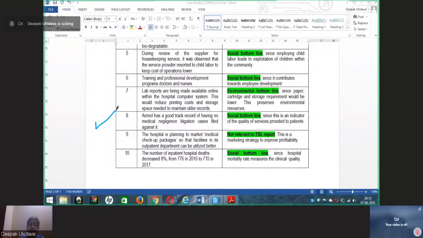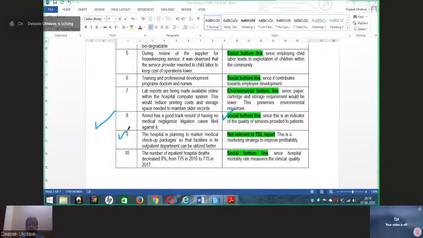Now, during this time, obviously, it is a concern for the people, and the patient is the utmost priority. So the social bottom line is taken care of. You can make out it is a social bottom line, since it is an indicator of quality of service provided to the patients. The next one we now talk about, and that is the ninth one.